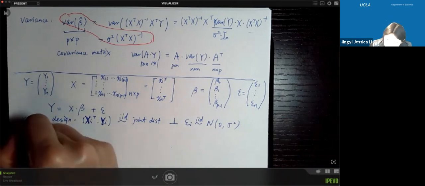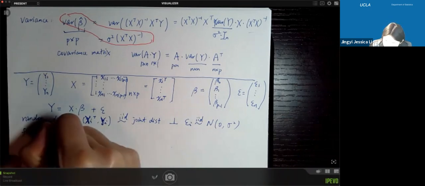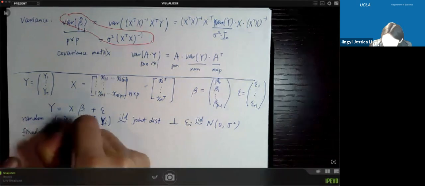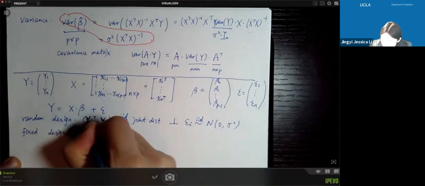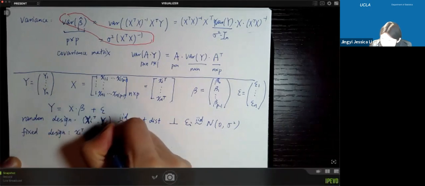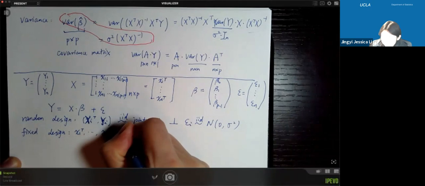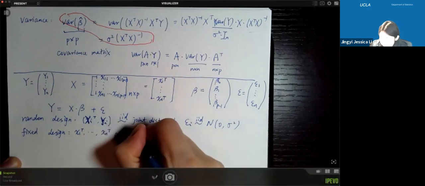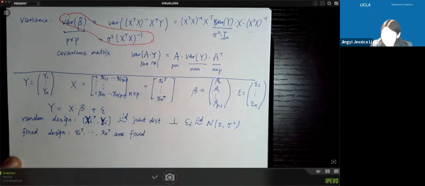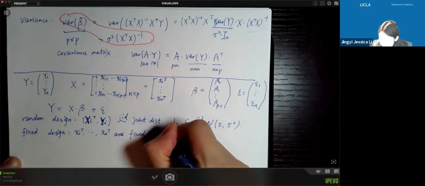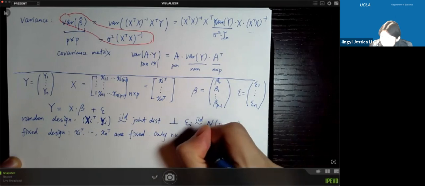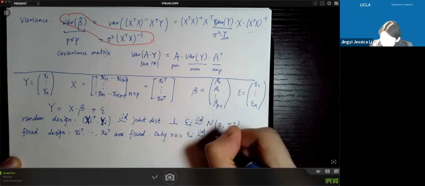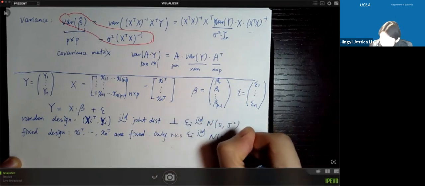While under the fixed design, you assume your X1 transpose to Xn transpose are fixed, and the only random variables are the epsilon i's that are IID from a normal distribution.